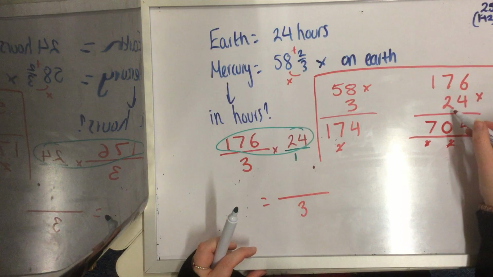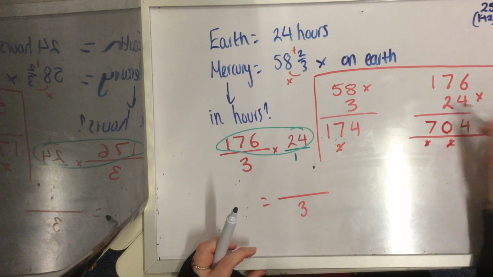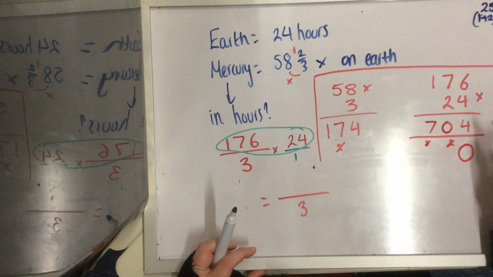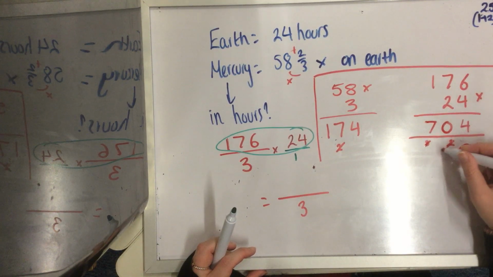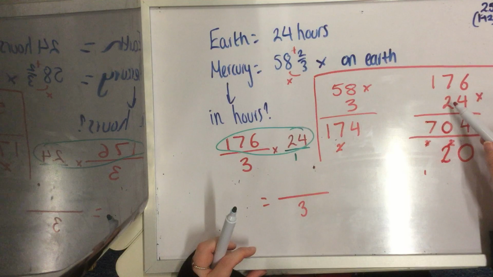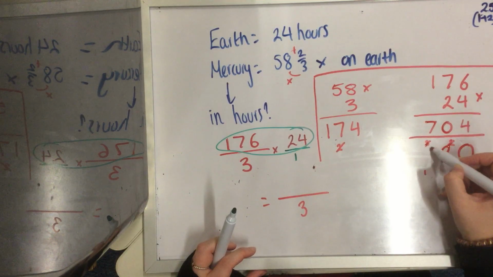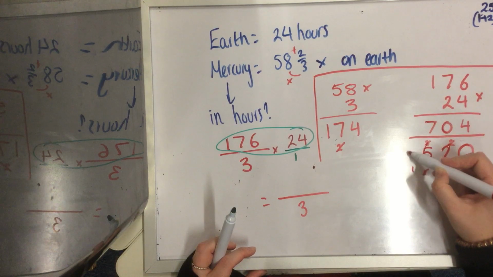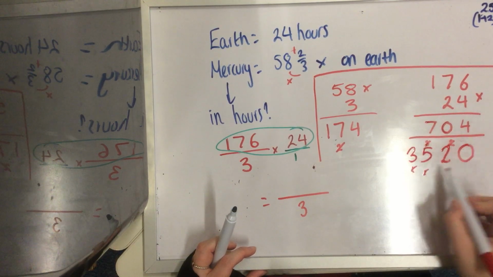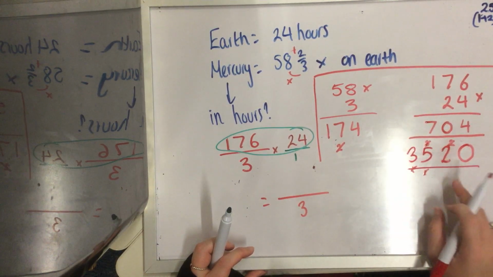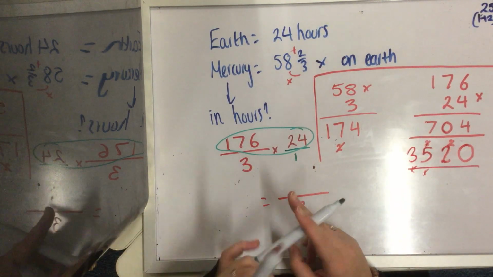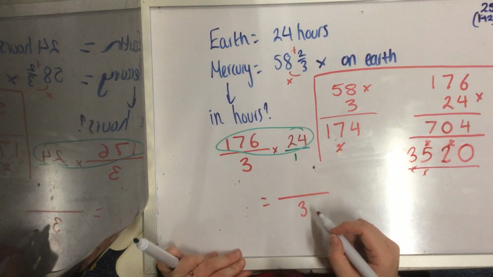Now I've got to go on to my second digit. So I'm going on to my 2 now. So we'll pop the placeholder in. So 2 times 6 is 12. 2 times 7 is 14. Add 1 is 15. And then 2 times 1 is 2 plus 1 gives me 3. So I've now got 3,520.